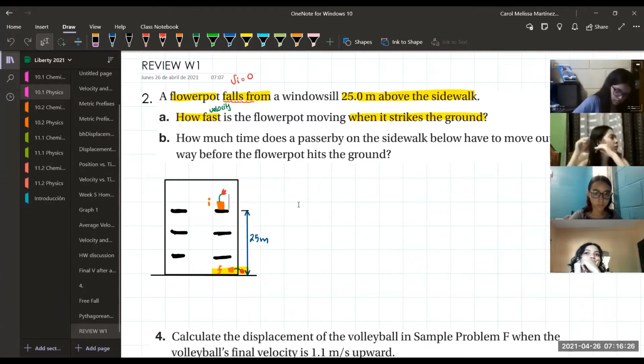Okay. Now in part B it says how much time does a passerby on the sidewalk below have to move out of the way before the flower pot hits the ground. So they're asking me about the time. There's nothing more to say about it. Okay.